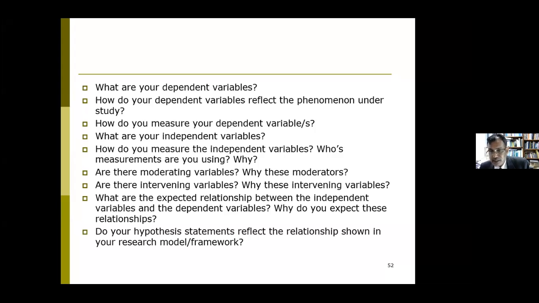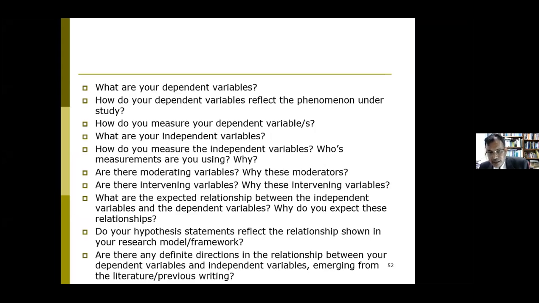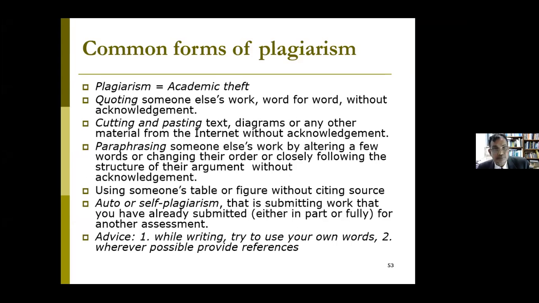Do your hypothesis statements reflect the relationship shown in your research model or framework? Are there any definite directions in the relationship between your dependent variables and independent variables emerging from the literature or previous write-ups? We expect the students to give definite directions, meaning that there is a positive relationship between the independent variable and the dependent variable. So why do you think so? There should be some justification for developing this hypothesis.